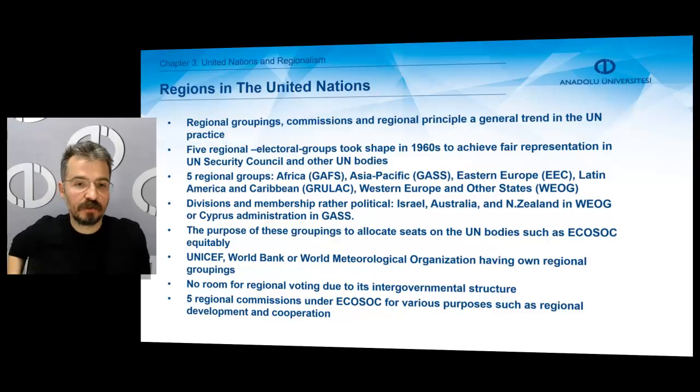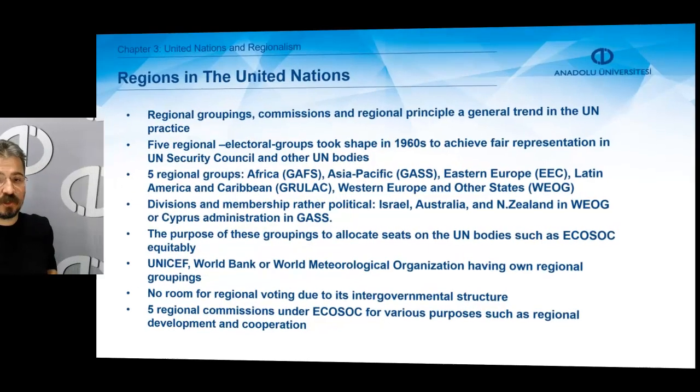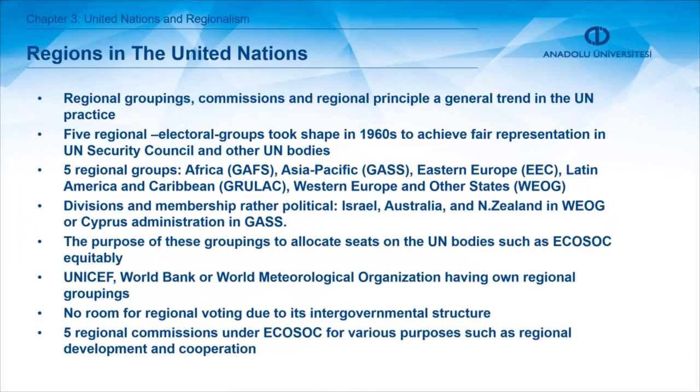These 5 regional groups represent Africa, Asia Pacific, Eastern Europe, Latin America and Caribbean, and Western Europe and other states. These divisions and their memberships are not based only on regional representation, but are rather political. For instance, Israel, Australia, and New Zealand participate in the group of Western Europe and other states.